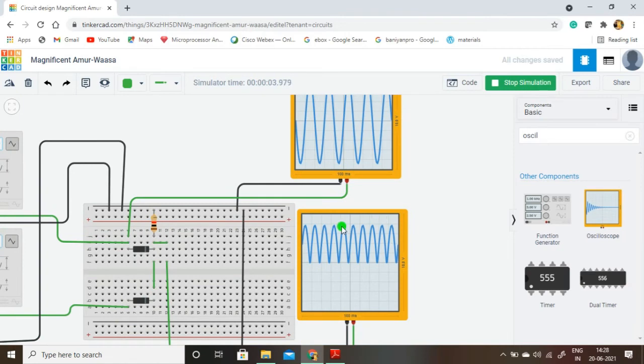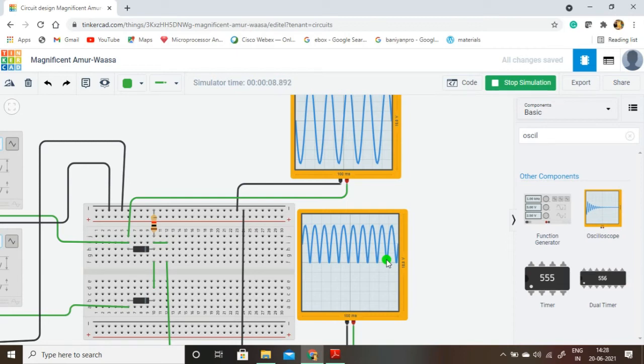This is the voltage across the output. This diode is allowing the positive half cycle. This diode is allowing the negative half cycle. This is the output of the full wave rectifier across the resistor.